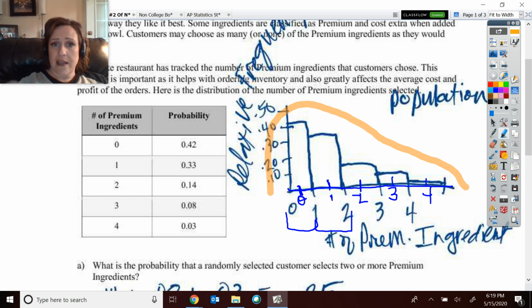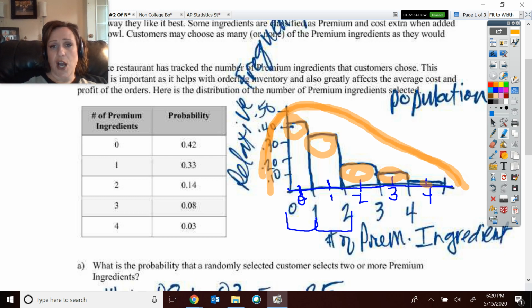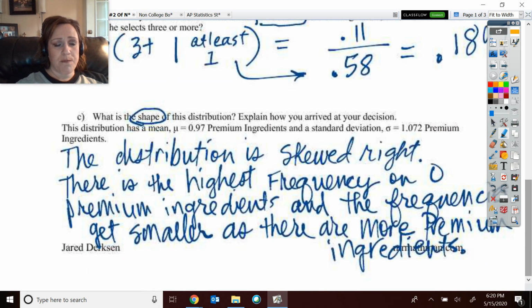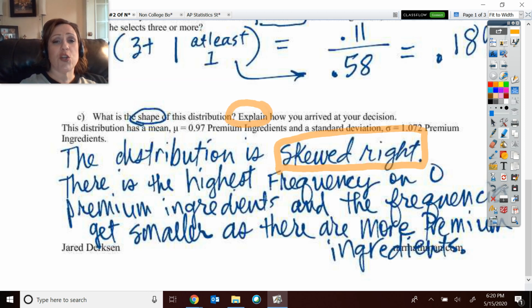There it is. Now this looks like, if you look down at your right foot, here's your toenails. So here we've got our right tail, skewed right. So we're just going to say down here then, this distribution is skewed right. And it asks to explain how you figured that out.